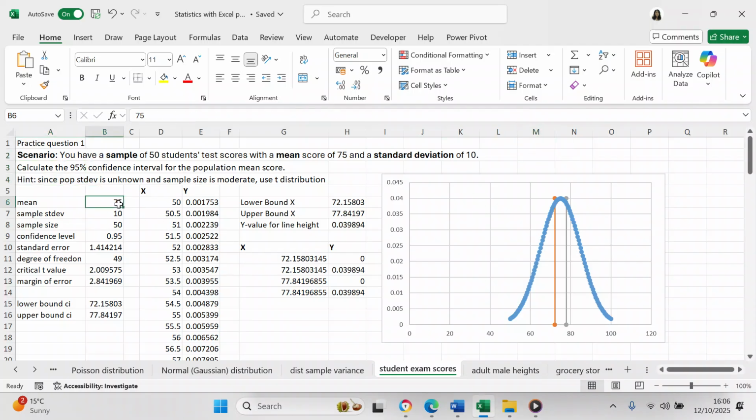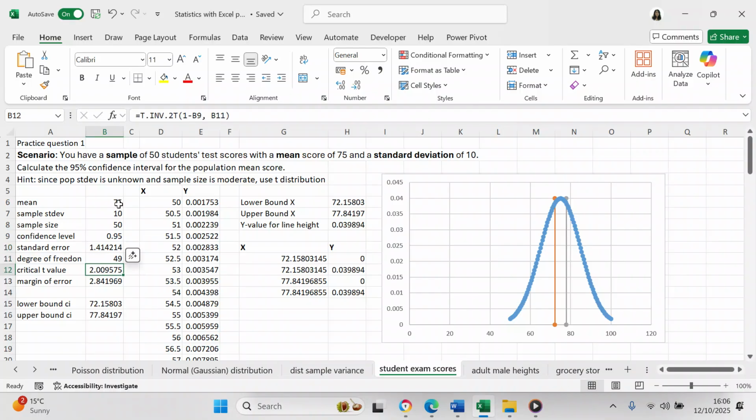So the mean is 75. The sample standard deviation is 10. The sample size is 50. Confidence level is 95%. Standard error is B7, that's the standard deviation of 10, divided by the square root of B8, that's the sample size. So your standard error is 1.414. Degrees of freedom is 49 because it's B8, 50 minus 1.